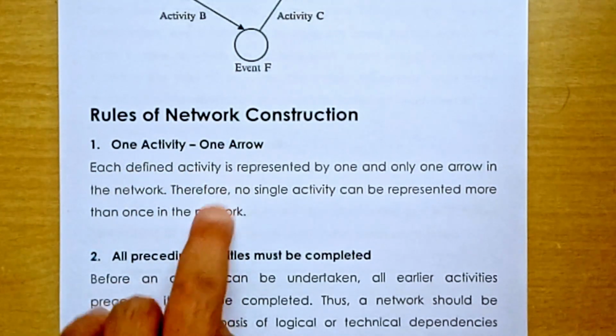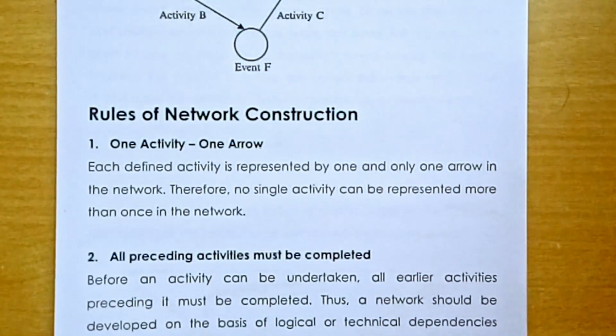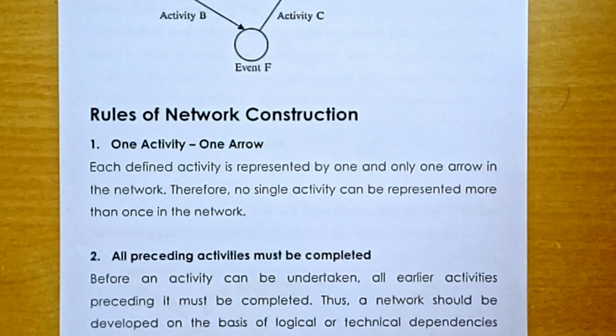First, one activity, one arrow. That means one activity, say procurement of material, is one activity. For this activity you will have only one arrow. You cannot represent procurement of material with 2 arrows. So each activity will have one arrow. One activity, one arrow.